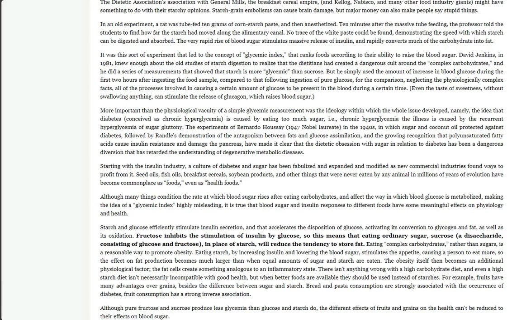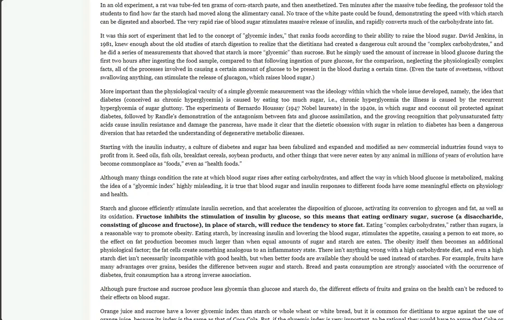In an old experiment, a rat was tube-fed 10 grams of cornstarch paste and then anesthetized. 10 minutes after the massive tube feeding, the professor told the students to find how far the starch had moved along the alimentary canal. No trace of the white paste could be found, demonstrating the speed with which starch can be digested and absorbed. The very rapid rise of blood sugar stimulates massive release of insulin and rapidly converts much of the carbohydrate into fat.